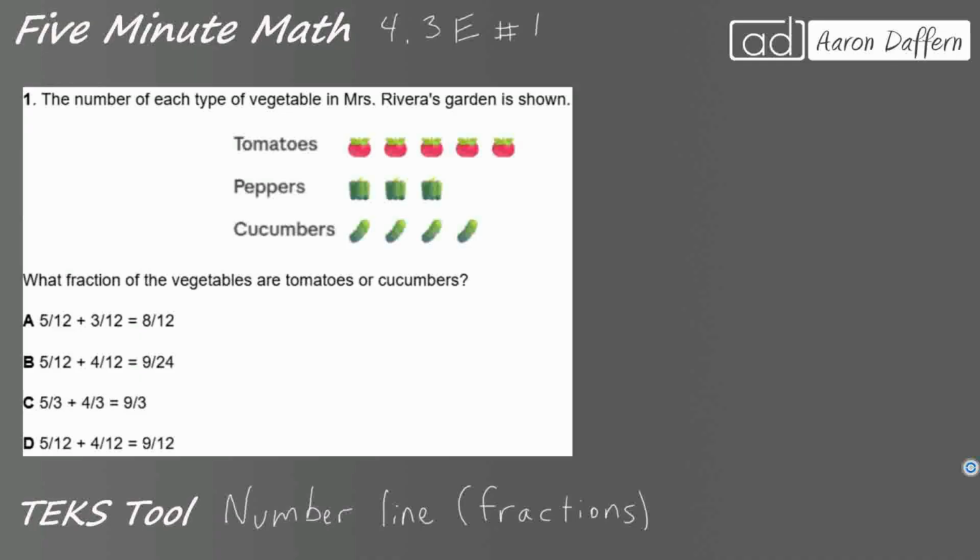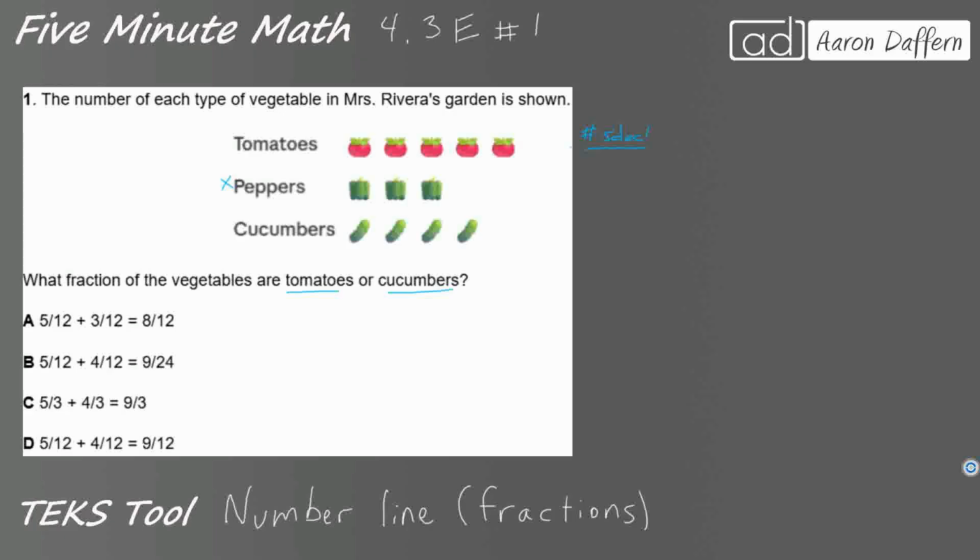So we've got different types of vegetables, tomatoes, peppers, cucumbers, and we need to find the fraction of the vegetables that are tomatoes or cucumbers. All right, so we don't really need the peppers, but when we're dealing with fractions, each fraction is going to have a numerator and a denominator, and they don't really give that to us. So we need to decide what our numerator and our denominator is going to be. Our numerator is always going to be our number selected.